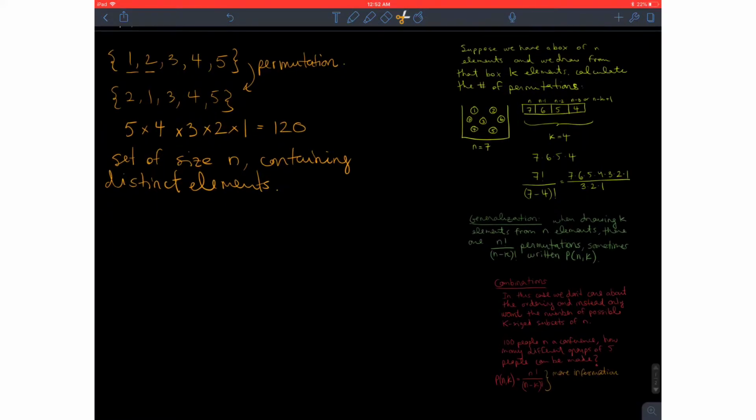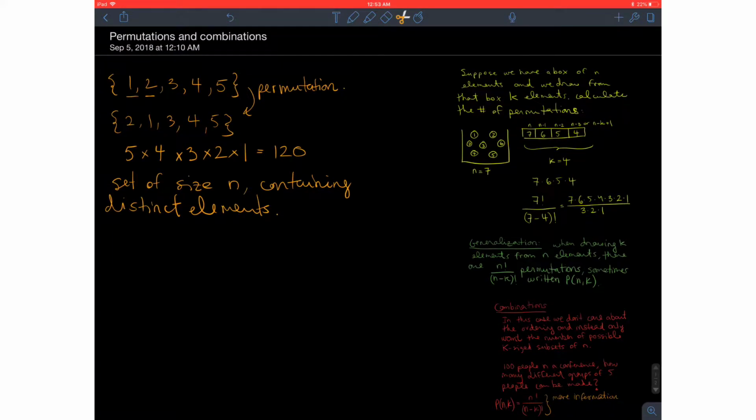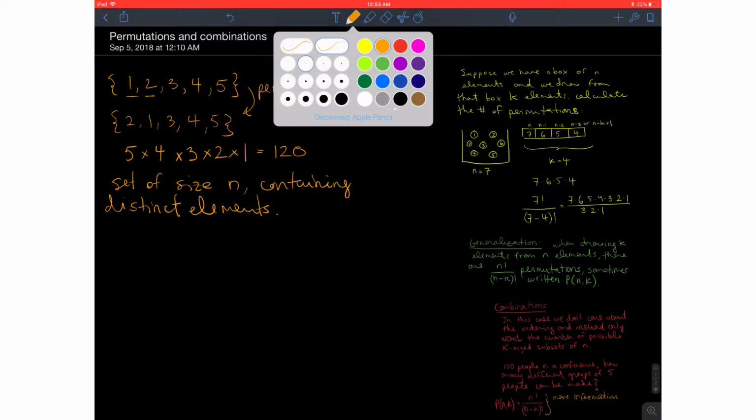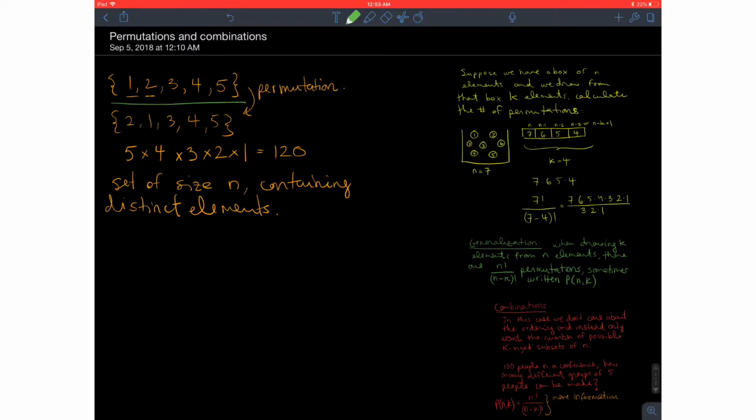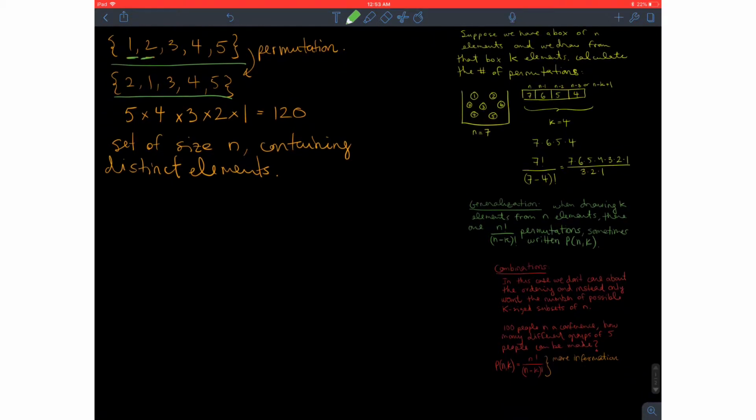Okay, so in this video, I'm going to talk about permutations and combinations. So here what we have that I've written out here is a set of 5 elements. Now, a permutation of that is essentially a reordering of those elements. So this permutation here, the second one, was obtained by changing the order of the first 2.